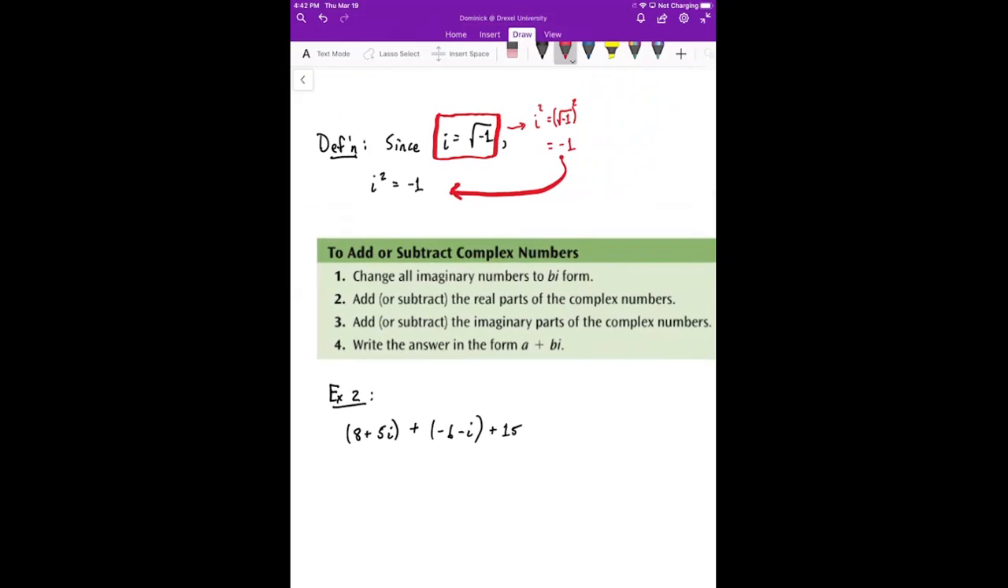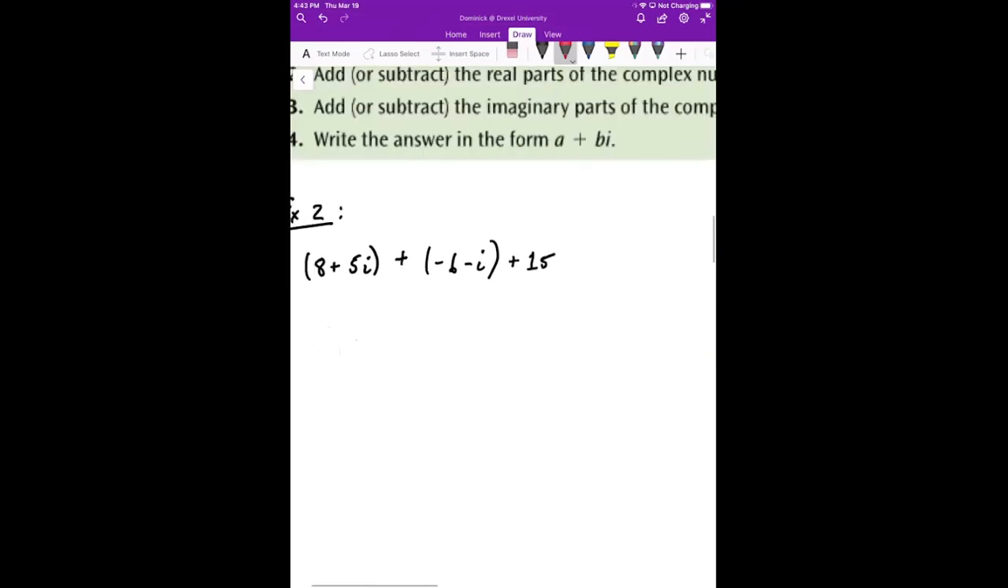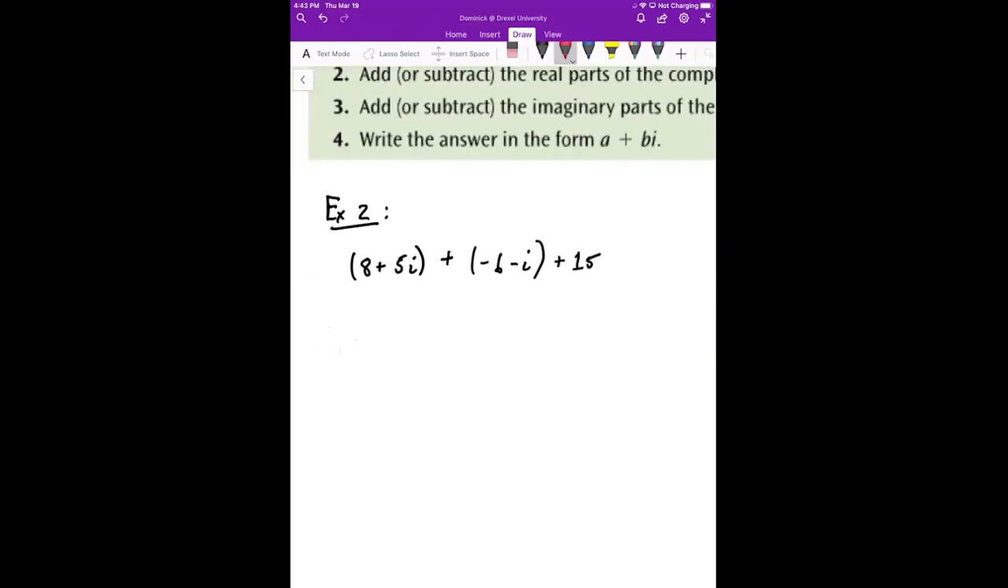So essentially, this is explaining it in a little bit longer way than it really needs to. Basically what you're going to do is write all your numbers in the form a plus bi if they're not already there. And then really this is just a fancy way of saying combine like terms. So you can see that in the first example here, they're already in a plus bi form, so we can just go right to combining our real parts, which are 8, -6, and 15.